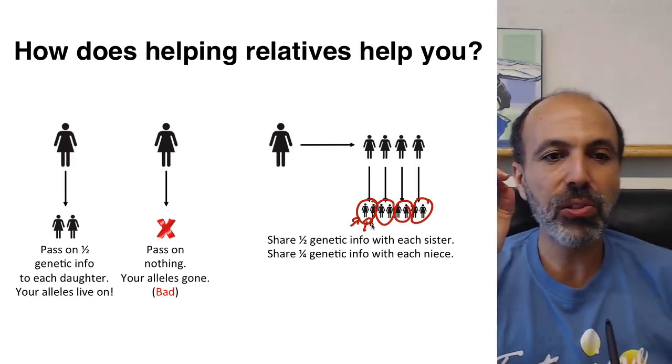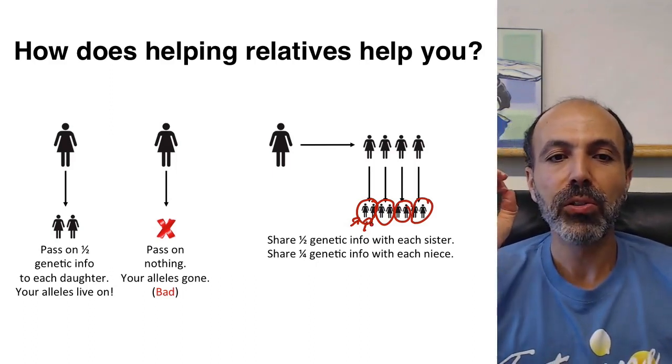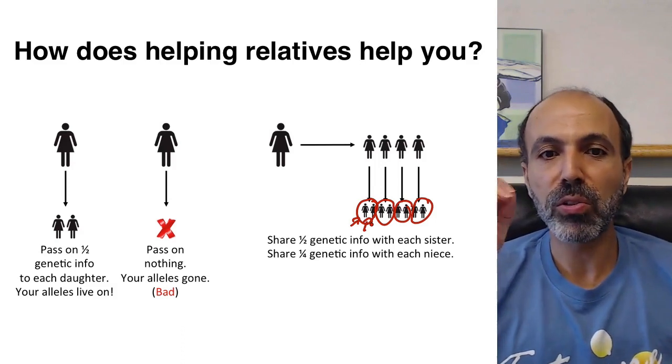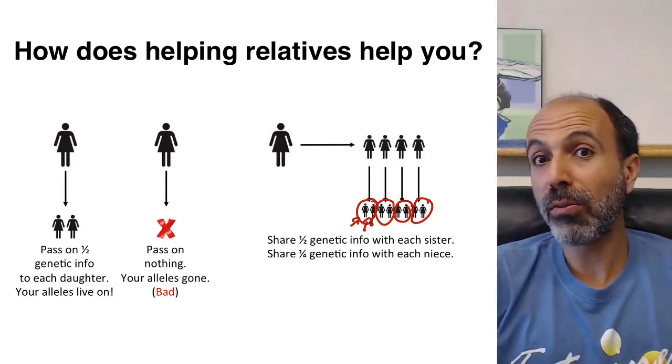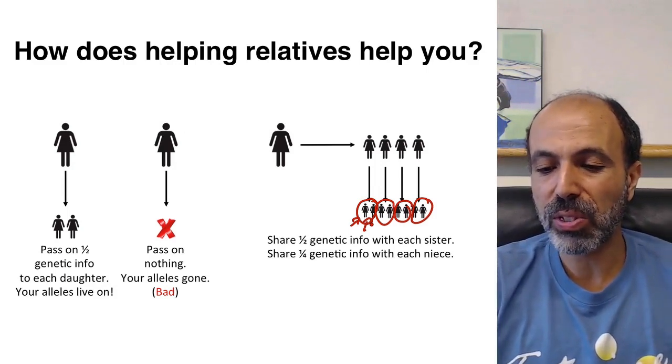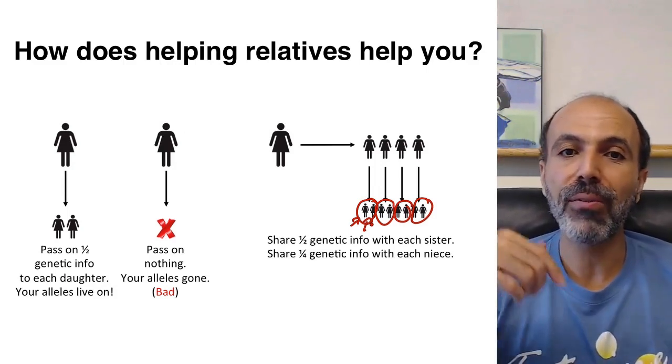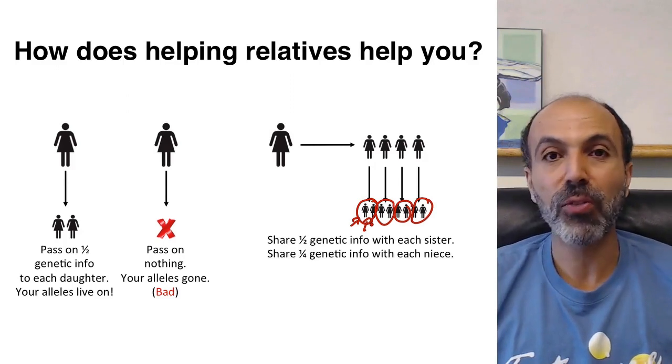So let's assume that your help is critical to the reproduction of your sisters and to the survival of your nieces. Okay, and you have the choice now. You could either help these 4 sisters produce their kids, or you could have your own kids. Which one is actually better for you?